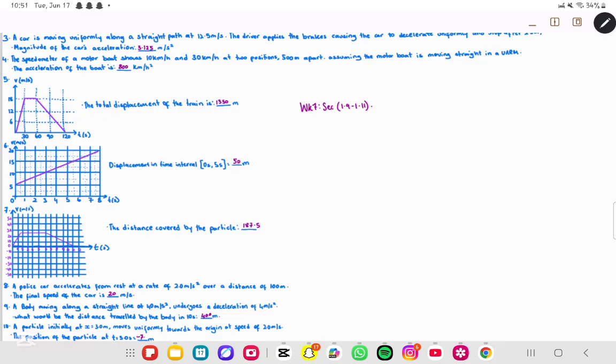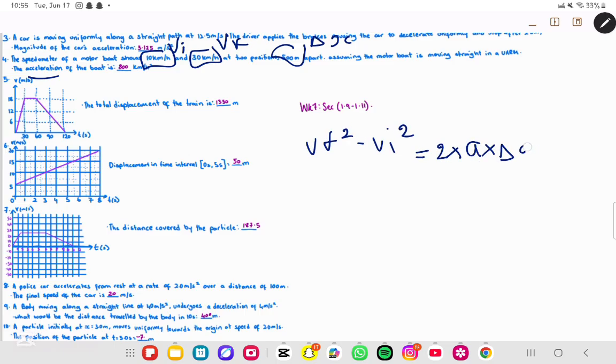What does it say? The speedometer of a motorboat shows 10 kilometers per hour and 30 kilometers per hour at two positions, 500 meters apart. Assuming the motorboat is moving straight in a UARM, they want the acceleration of the boat. So we have V initial, V final, displacement, and they want us to find the acceleration. So here we'll have to use this equation, which is V final squared minus V initial squared is equal to 2 times the acceleration times the displacement.